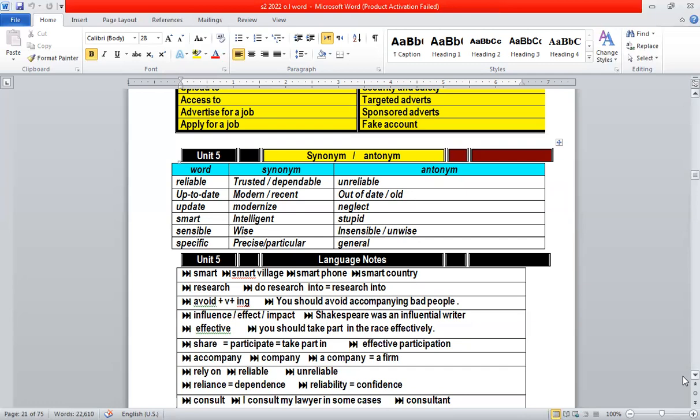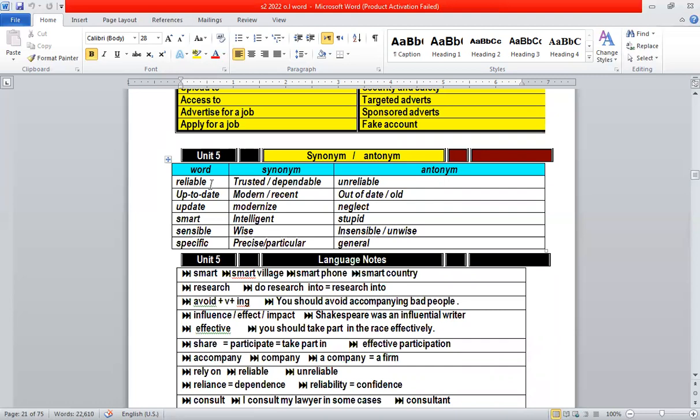Okay, let's go to the words, the synonyms and antonyms. This is a very important part in each unit. Synonyms, antonyms, language notes, prepositions, expressions, idioms. So reliable means trusted, dependable. We say it's reliable, something that you can rely on. So I say I got the information from a reliable source. The reliable source here means something people agree is respectable. The information in it is all correct. So this is reliable, trusted.